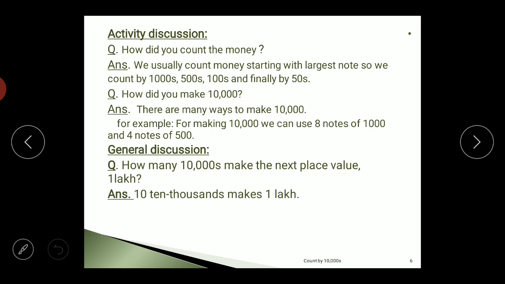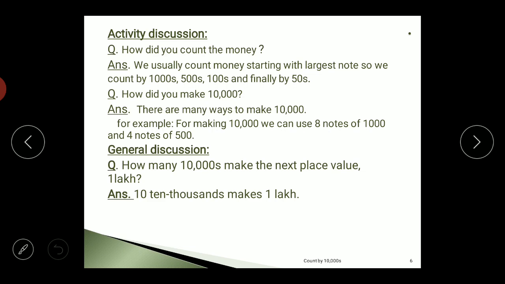How did you make 10,000? There are many ways to make 10,000. For example, if we have notes of 500 and 1000, first we count the 1000 rupees notes, then the 500 rupees notes. So there are so many ways. One I'll take for you: if we have 8 notes of 1000 and 4 notes of 500, it will make 10,000.